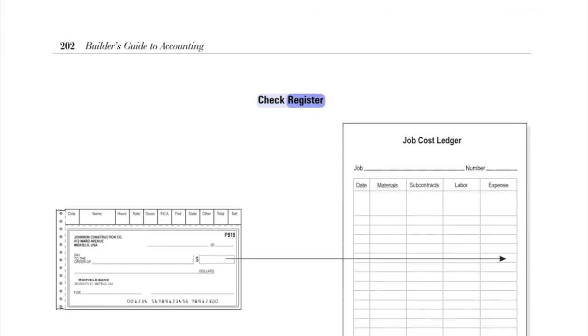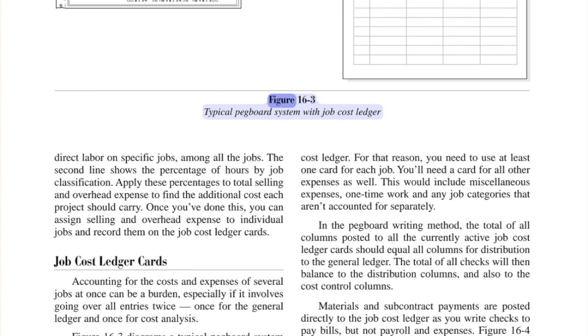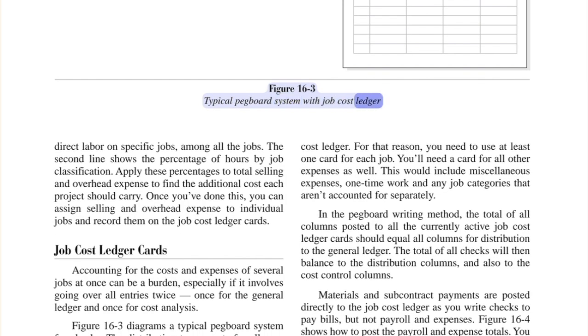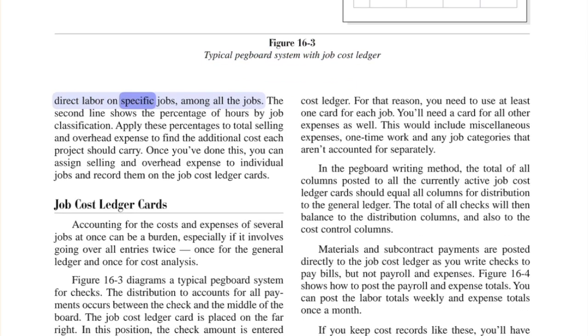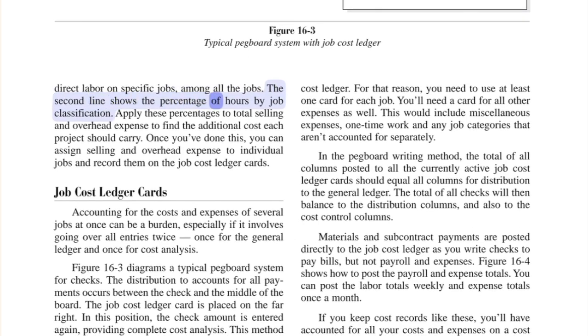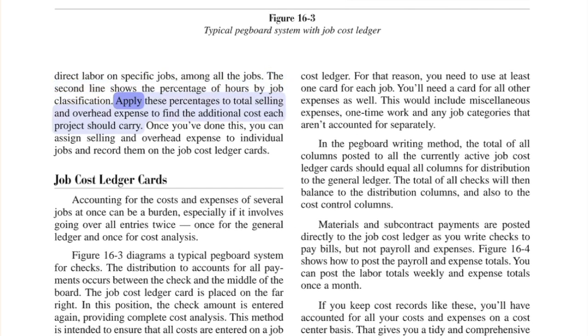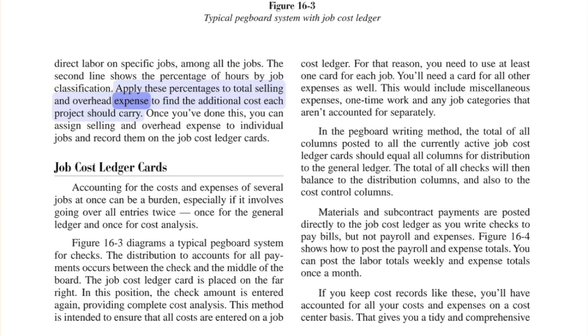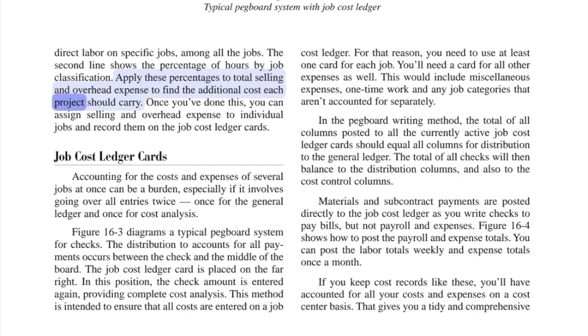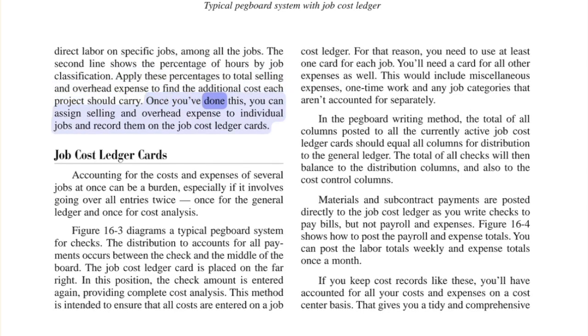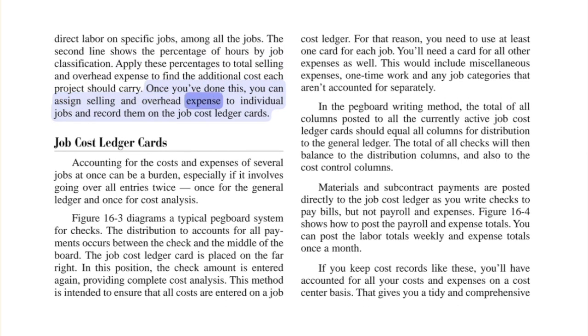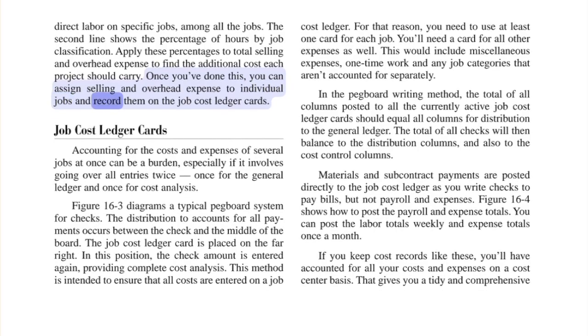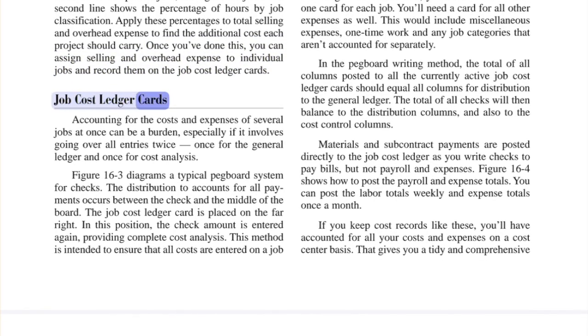check register. Figure 16-3, typical pegboard system with job cost ledger. Direct labor on specific jobs among all the jobs. The second line shows the percentage of hours by job classification. Apply these percentages to total selling and overhead expense to find the additional cost each project should carry. Once you've done this, you can assign selling and overhead expense to individual jobs and record them on the job cost ledger cards.